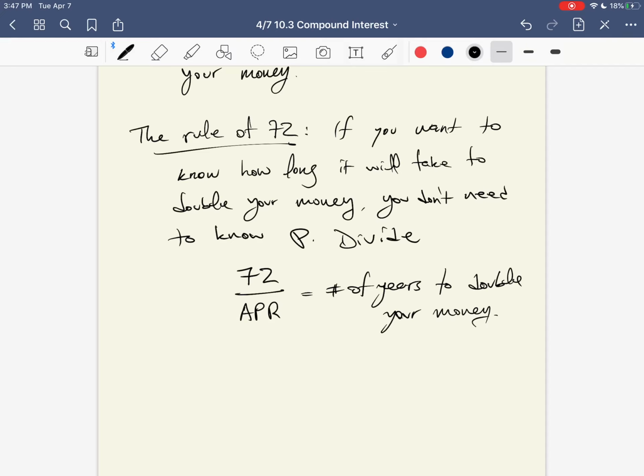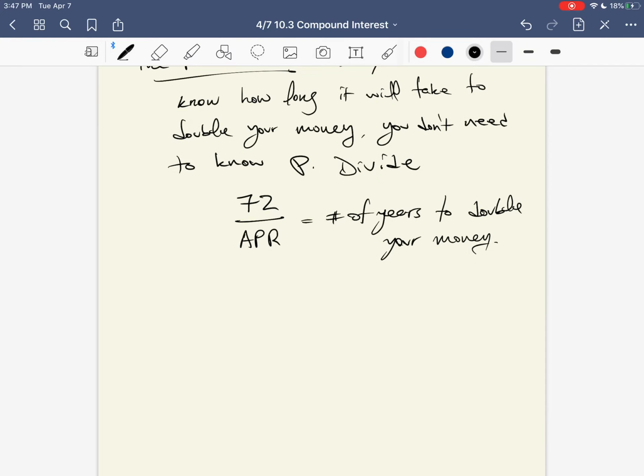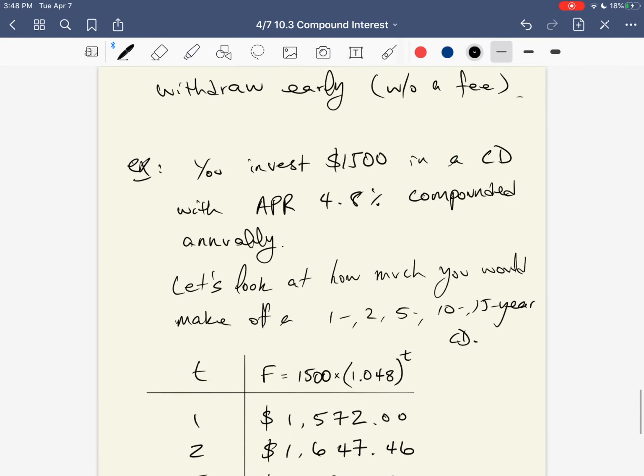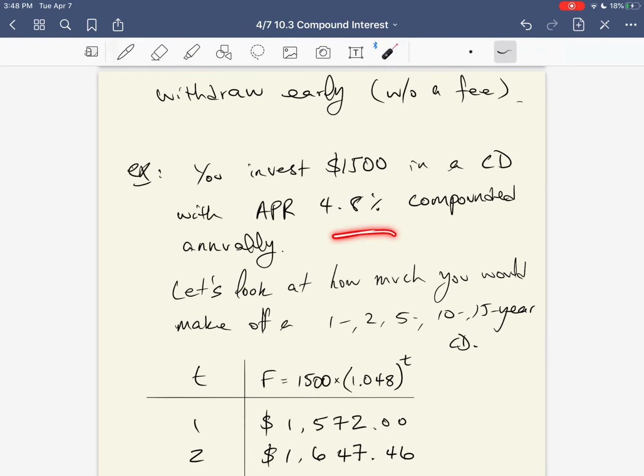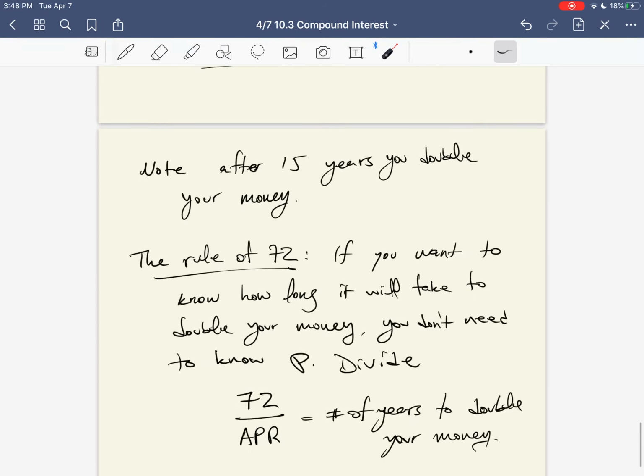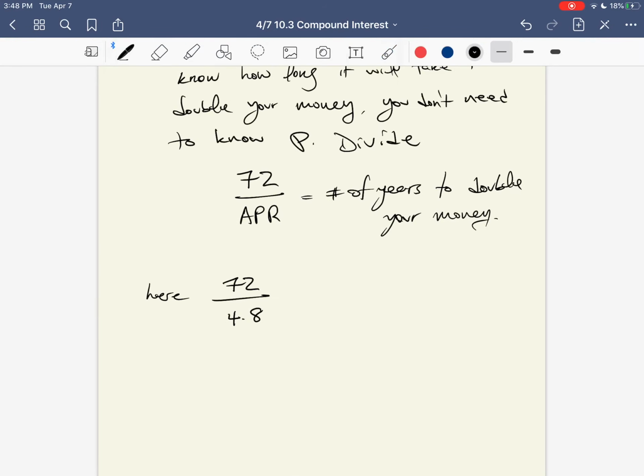And as it turns out, if we do it in our case, it's exactly that. In here, 72 divided by 4.8%, because that was what our APR was, remember up here. Here, 4.8% APR. Divide 72 by 4.8, and as it turns out, you get exactly 15. Fascinating. That's just a funny side note.